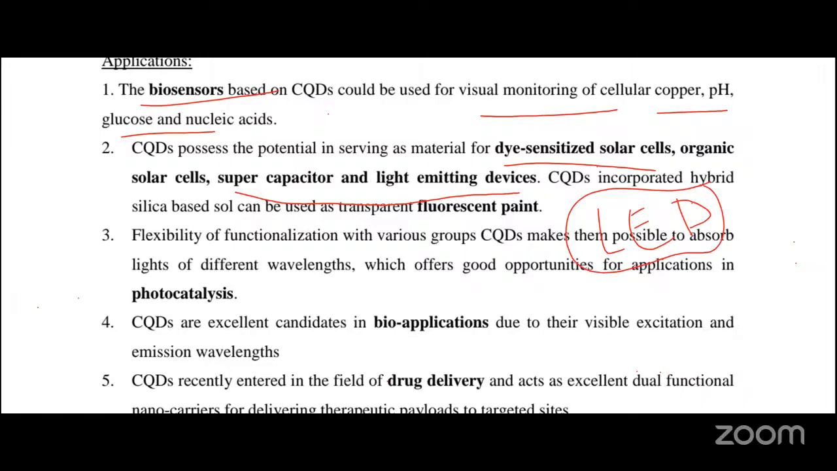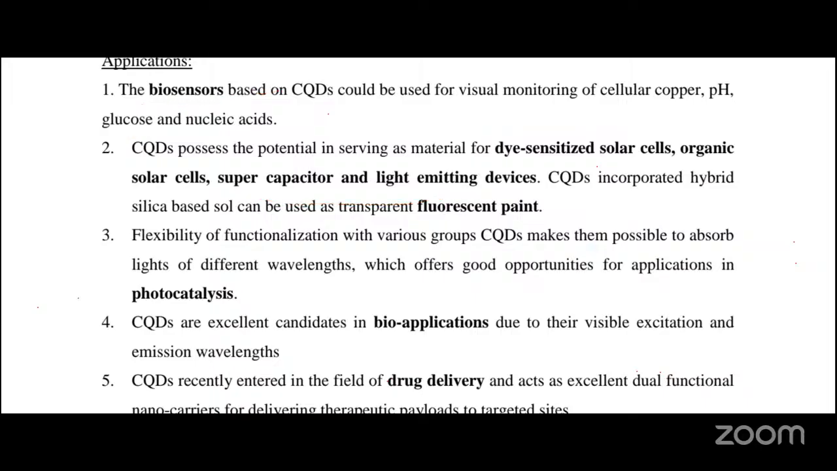Previously LCDs were there, right? Right now we are utilizing LEDs. So for making LEDs, the concept of nanotechnology can be utilized, and particularly for purification of water, there are various good applications of photocatalysis.